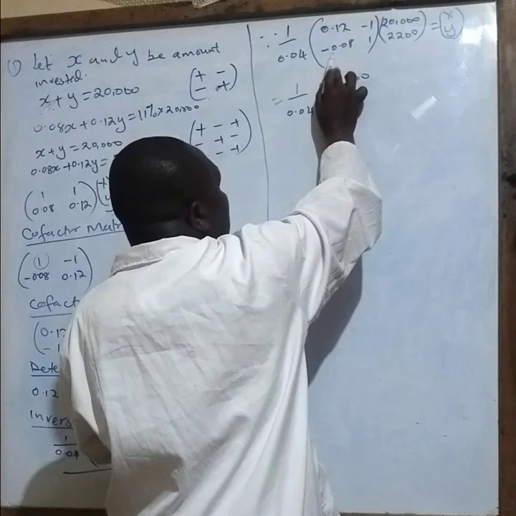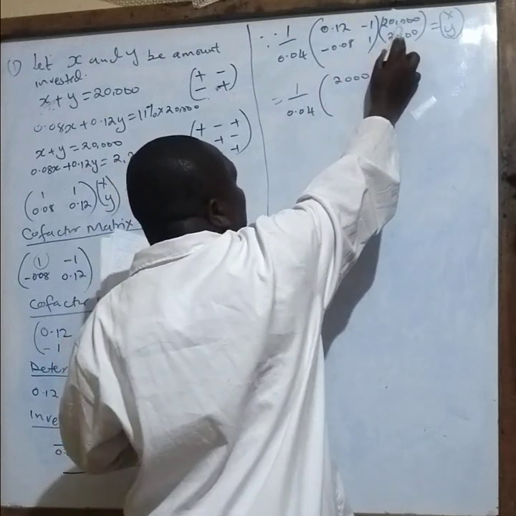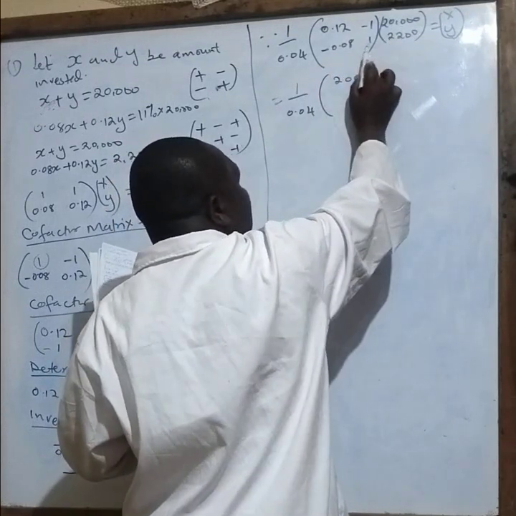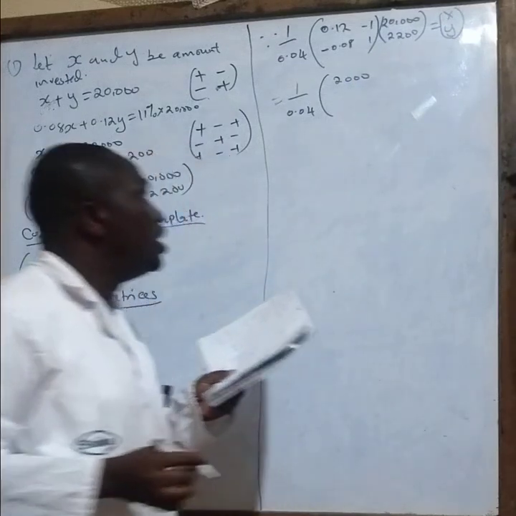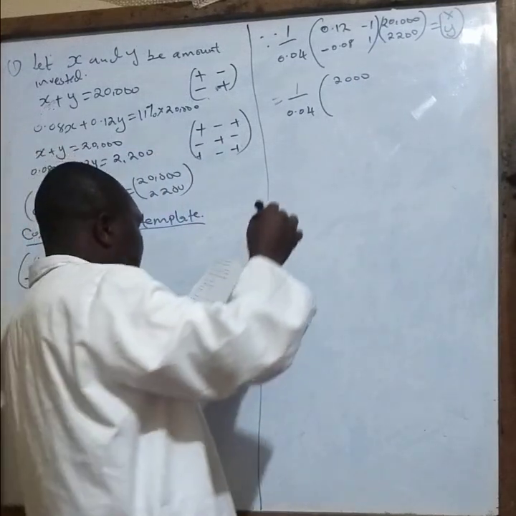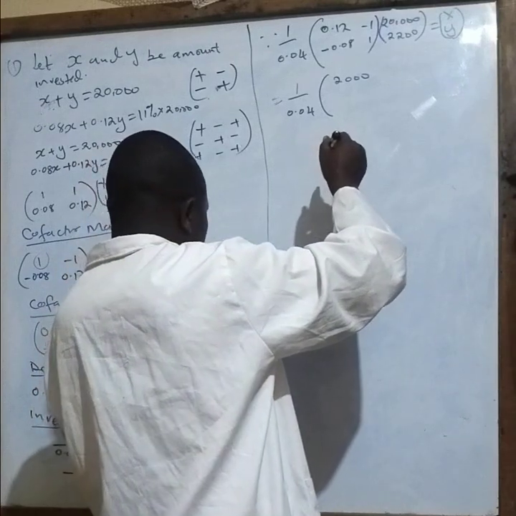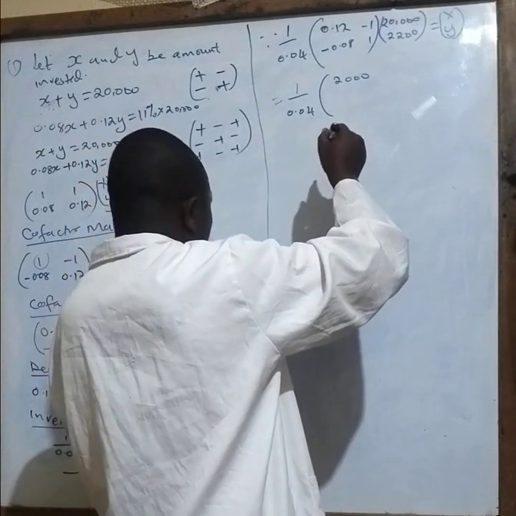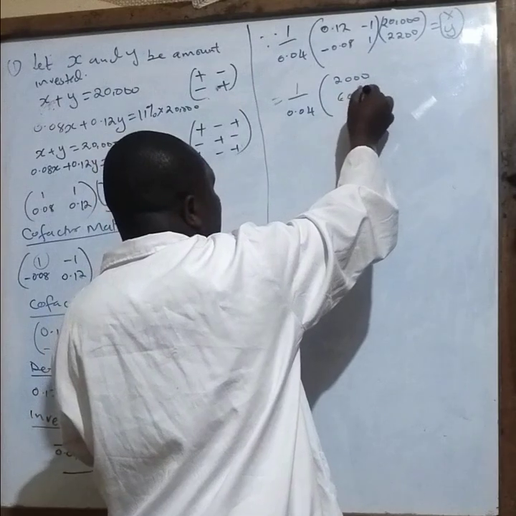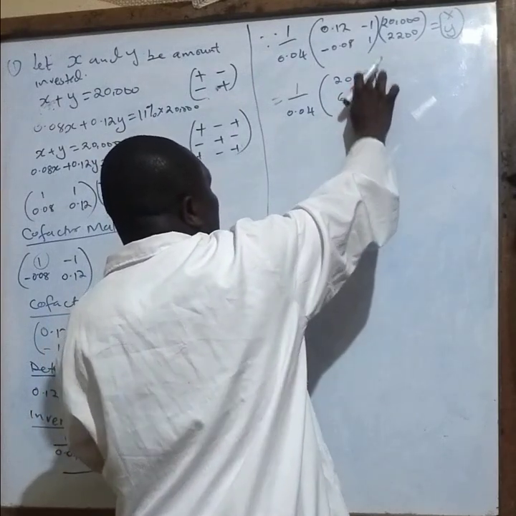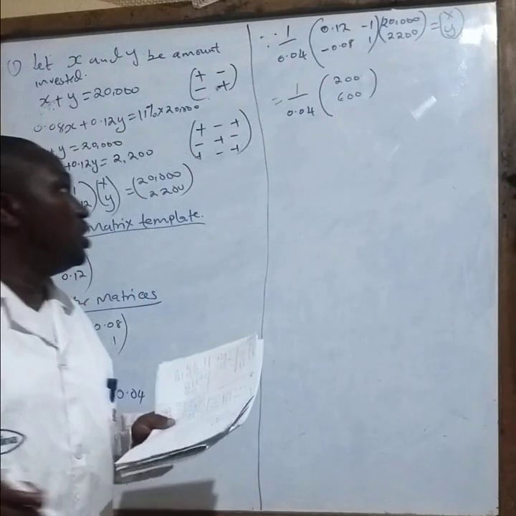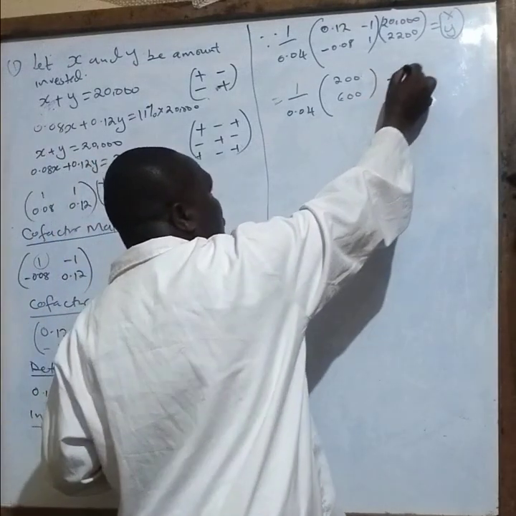Then negative 0.08 times 20,000 plus 1 times 2200, your answer is 600. Your answer will be 600. So 200, 600 like that should be equals to x, y.